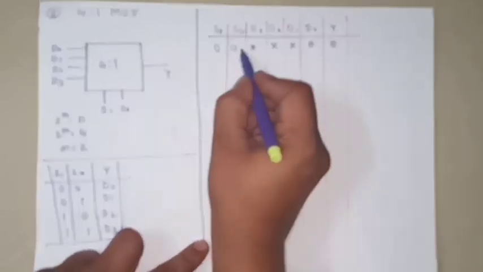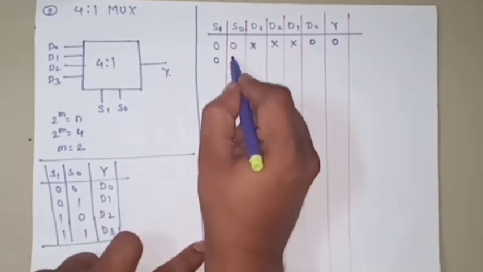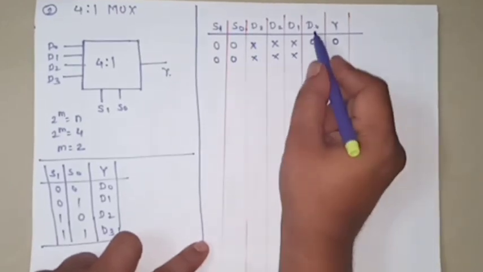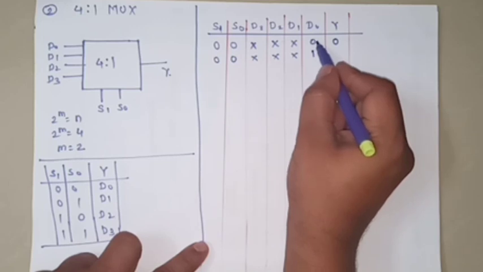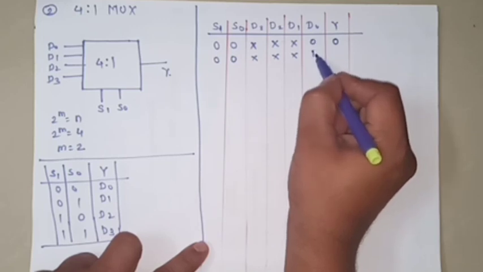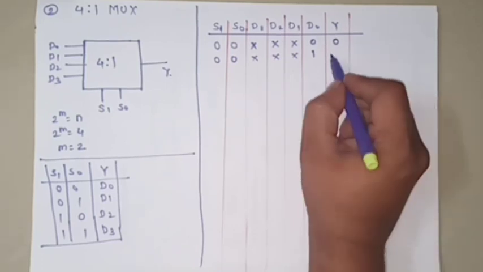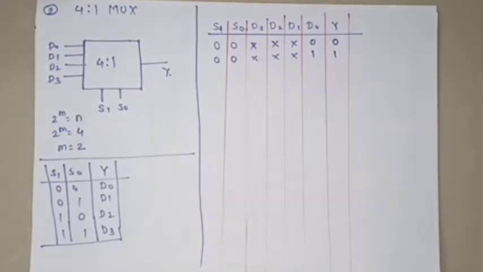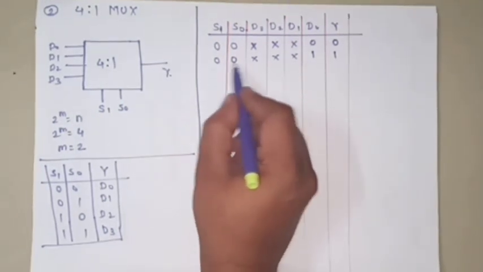Okay, because here the select lines are 0 0. Again, the other possibility is what? When the same 0 0 is there, the other inputs are don't care, don't care, don't care, and the D0 value is what? 1. Initially we have taken the value 0, next we will take the value 1, then the output becomes D0, that is again 1. Okay, so this case is over.